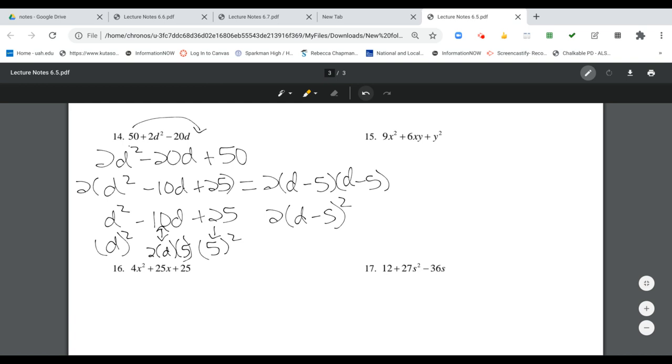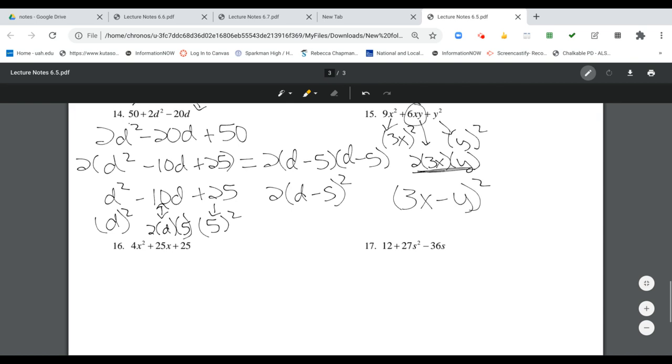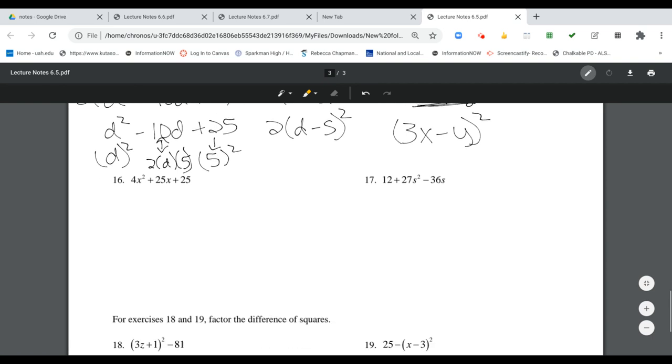In number 15, I do not have a common factor. So my first term is 3x squared. My last term is y squared. And the number in the middle is 2 times 3x times y, so that does equal 6xy. So my factors are 3x minus y squared, since it does fit the pattern for a perfect square trinomial.